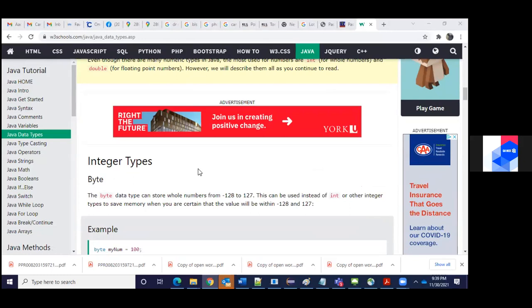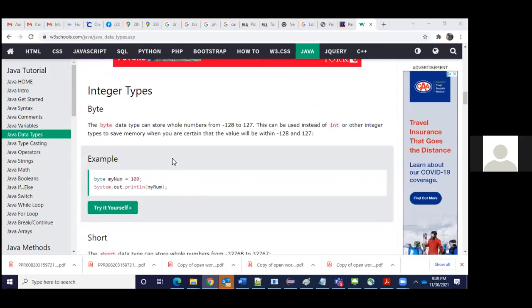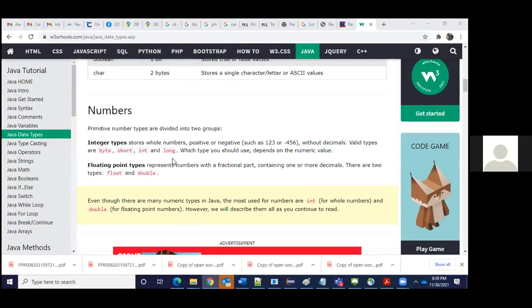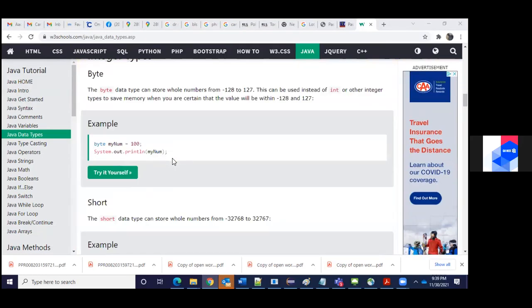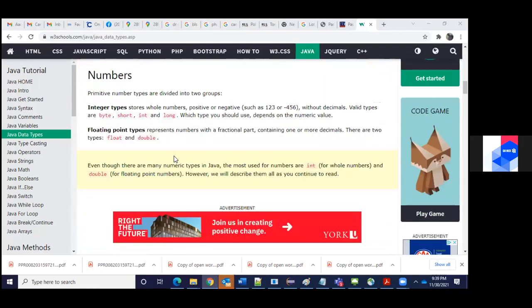Nageshwari, what is the size of Boolean? 1 bit. It returns true or false, zeros or one. That's good.